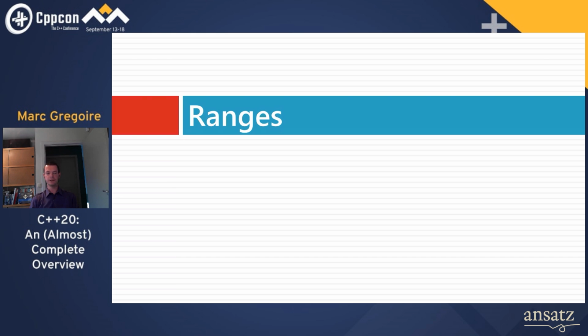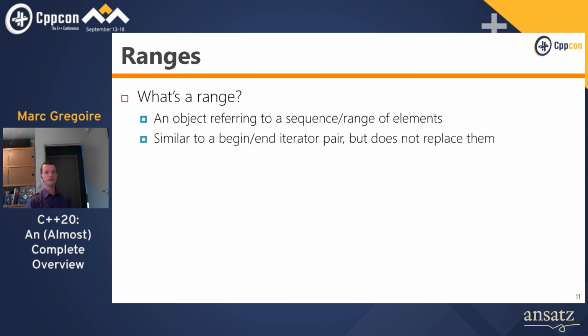The next big feature is ranges. What is a range? A range is basically an object that refers to a sequence of continuous elements. So basically, it's kind of like a begin and end iterator pair, but it's not the goal of the range to completely replace all begin iterator pairs, and it will become clear with an example.